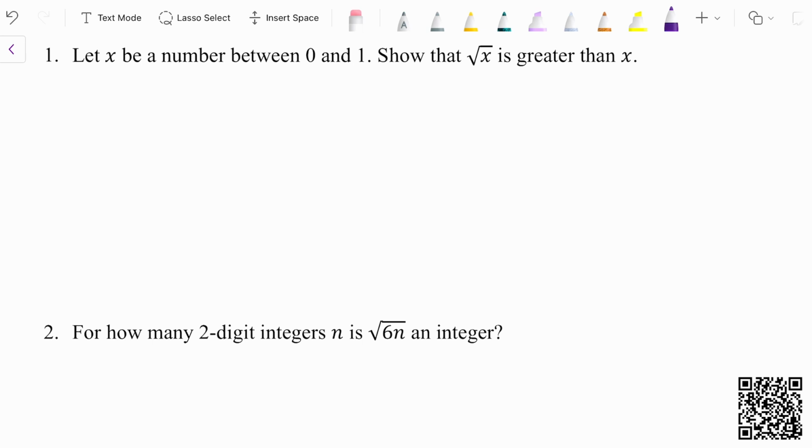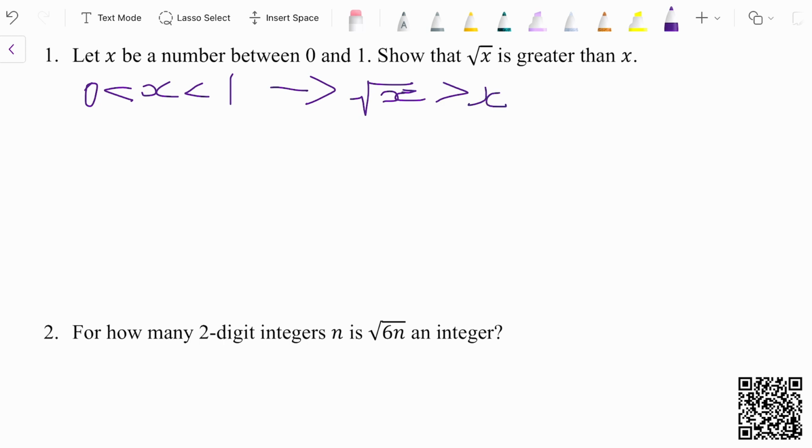Today's first question is, let x be a number between 0 and 1. Show that the square root of x is greater than x. Okay, so for this problem, we can first organize our thoughts by writing out the conditions and what we're trying to prove, just to keep it in mind. So x is a number between 0 and 1, and we're trying to prove that the square root of x is greater than x.